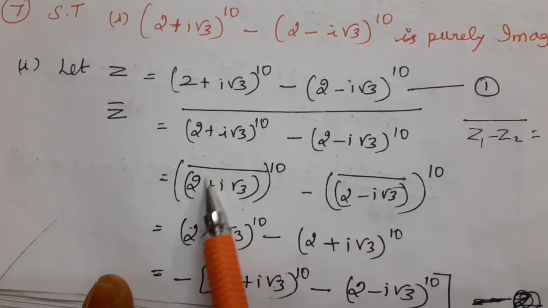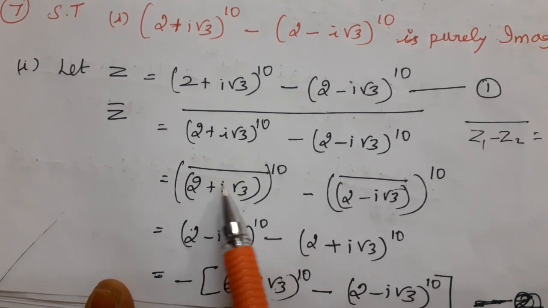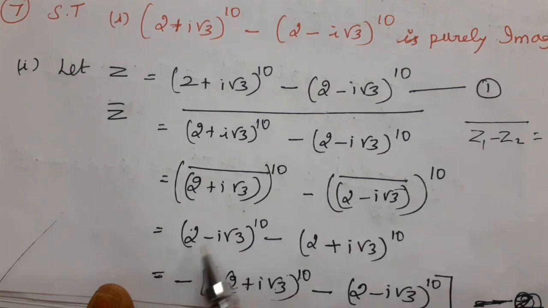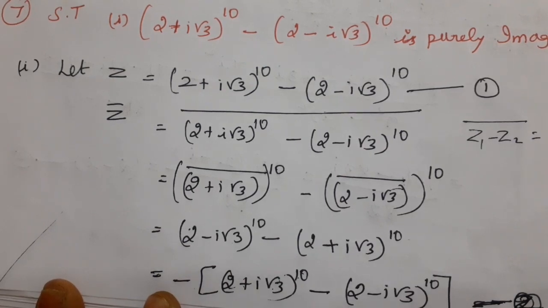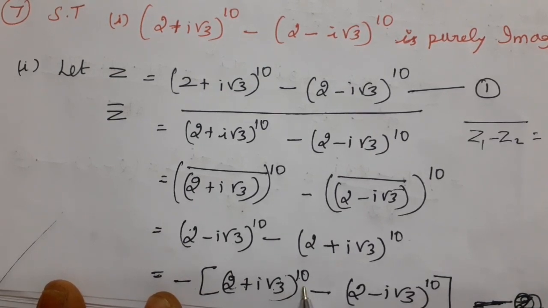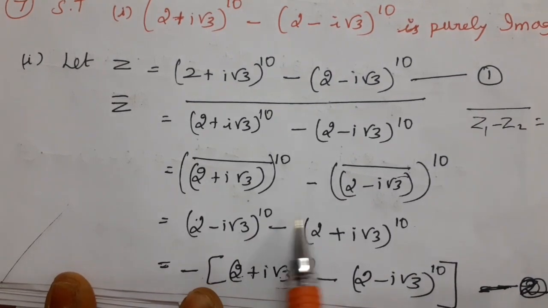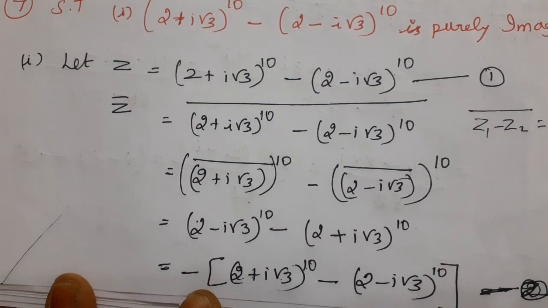So if you take 2 plus i root 3 and take its bar, what does it mean? A plus iB the whole bar means A minus iB. So 2 plus i root 3 whole bar means 2 minus i root 3. Whole power 10 minus (2 plus i root 3) whole power 10. Taking the minus sign outside: (2 plus i root 3) whole power 10 minus (2 minus i root 3) whole power 10.